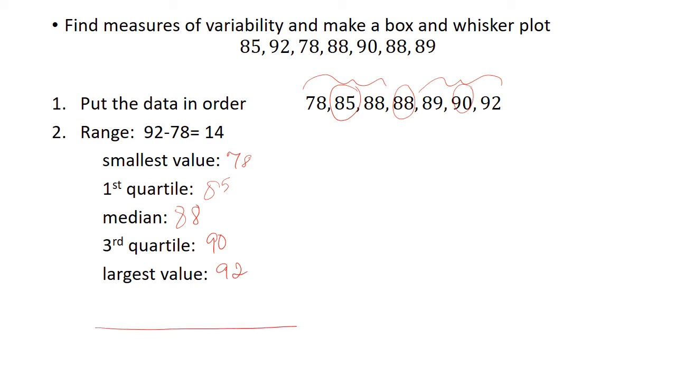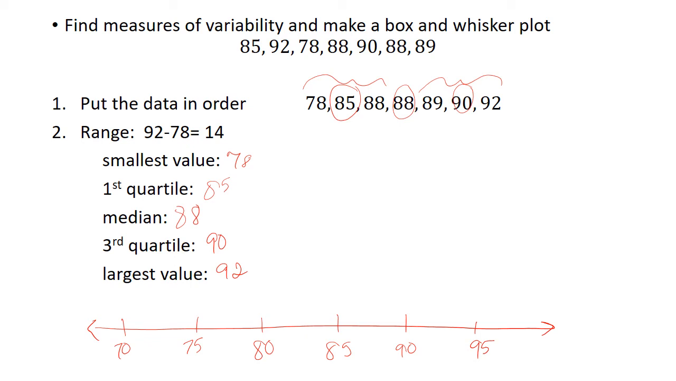So I'm going to draw kind of a big number line. Get to make up my own values on it. So let's do like 70, 75, 80, 85, 90, 95. Those all look about equidistant.